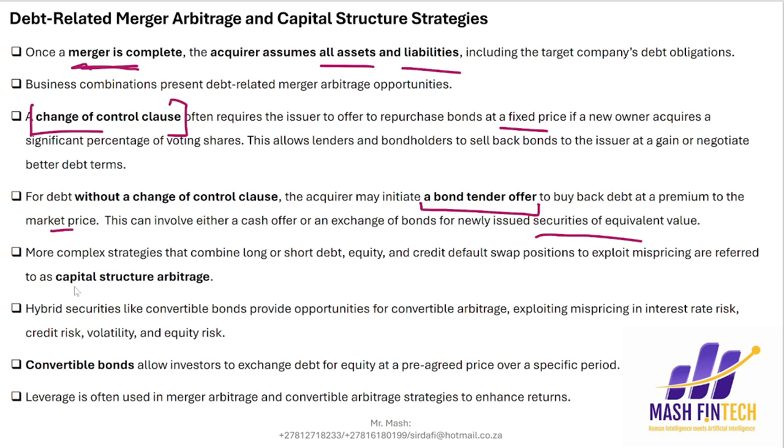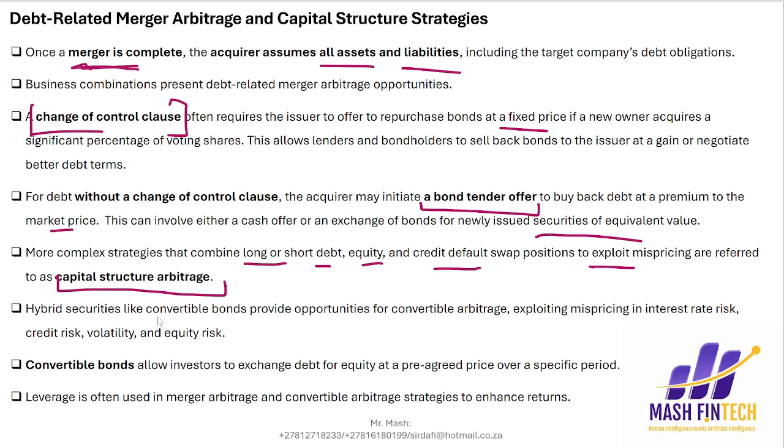There are other strategies known as capital structure arbitrage. We are going to talk about these in detail in the next section. Maybe not the next one, but the third sub part of this section. These are more complex and they combine long, short debt, equity, and credit default swap positions. And these are done so as to exploit potential mispricing in the market.